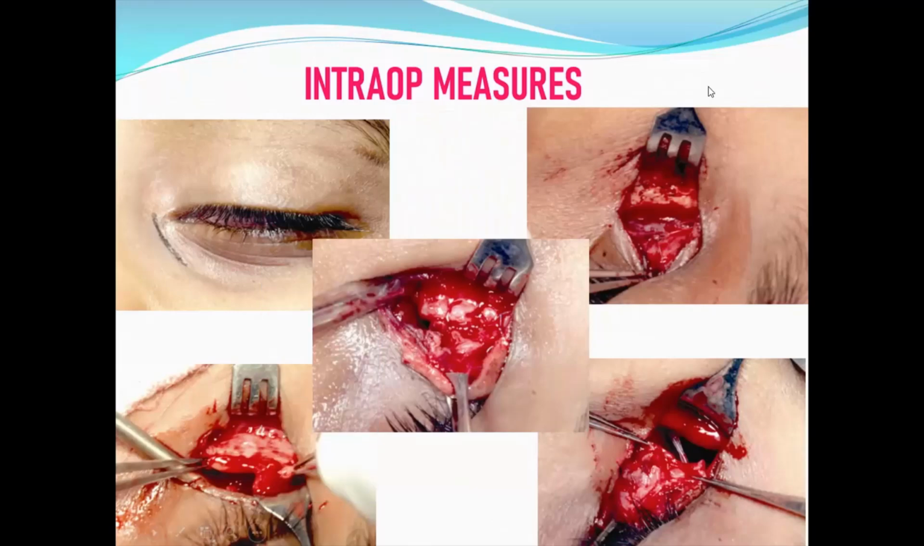And the ostium size, we have to open at least a minimum of 1 to 1.2 centimeter size. If you make a small, irregular ostium, it leads to failure. One of the causes for the failure of the DCR is the small ostium. And also the edges of the bone opening should be smooth.